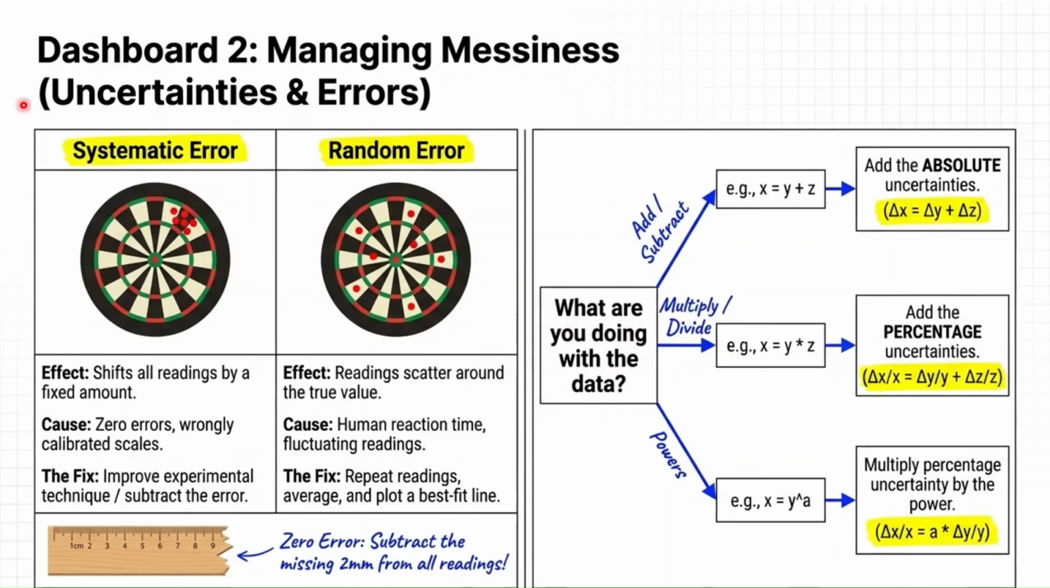Now going on, we have what to do with data. We have to calculate the final uncertainties, which is done in three ways depending on the question. The first way is for adding or subtracting, and we get this formula. The second one is for multiplying or dividing, and the last one is for powers, and we have this kind of formula. This is all about uncertainties and errors. This is part two.